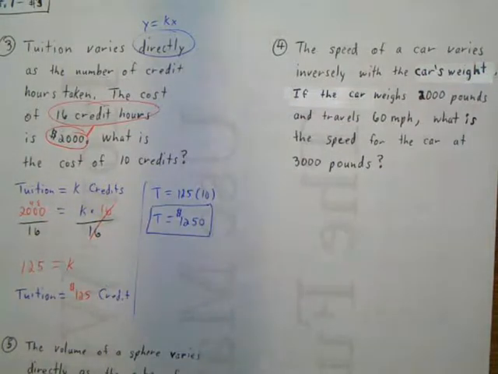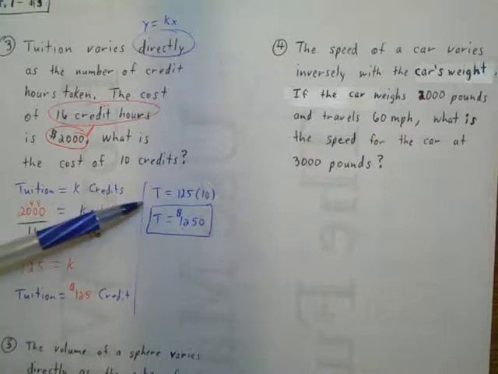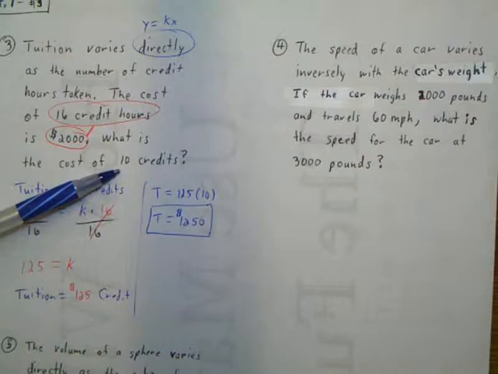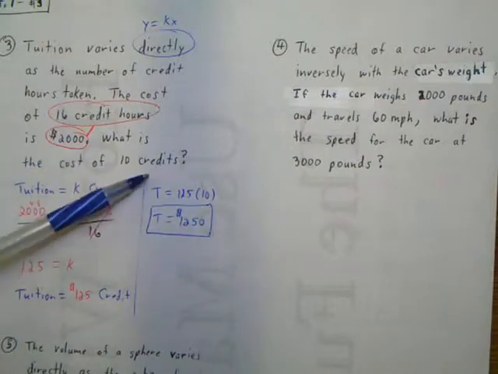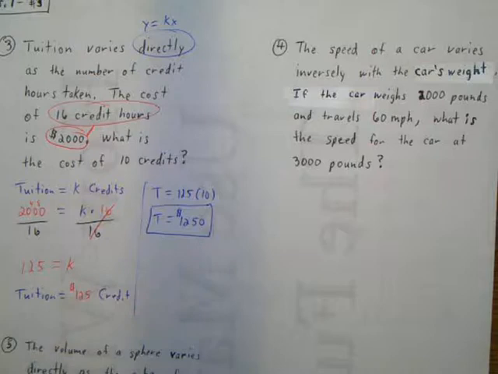So all we did is we converted from a story problem, broke it down, found direct variation, came up with our terms, tuition and credits, plugged our numbers in, solved, and found something meaningful as an equation. Then plugged in the 10. We know how much it is with 16 credit hours, how much with 10 credit hours, and now we know. Okay? Hopefully fairly painless. Let's look at problem 4.